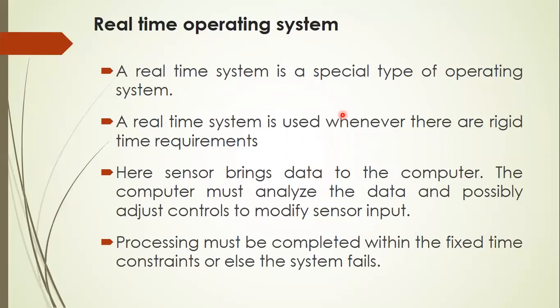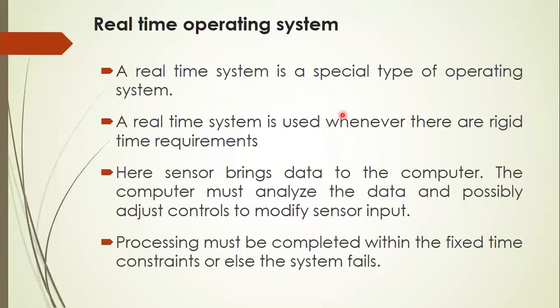In a real-time operating system, for your computer system, one sensor is connected. The sensor's purpose is to bring data to the computer. After receiving the data given by the sensor, the computer analyzes the data, adjusts some controls, modifies the sensor input and does the processing. After processing, it gives out the corresponding output.